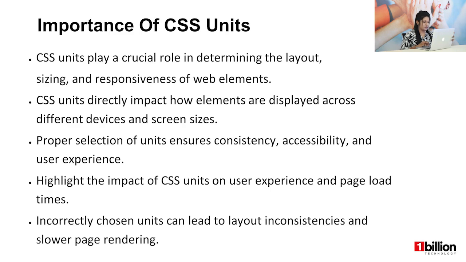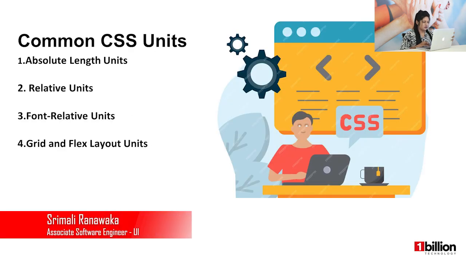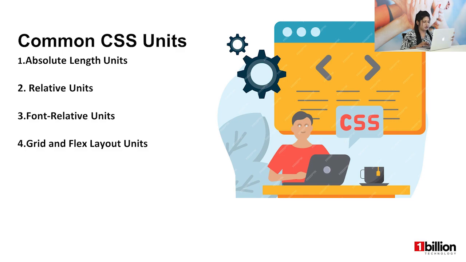Now let's explore the different categories of common CSS units. Here, the first one is absolute length units. These units provide fixed measurements and include the pixel, centimeters, inches, millimeters, and points. The second one is relative units. They are always based on the size of other elements, and include percentages, viewport width, viewport height, and em and rem units.